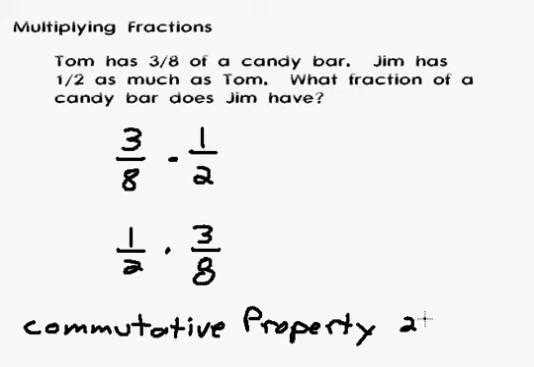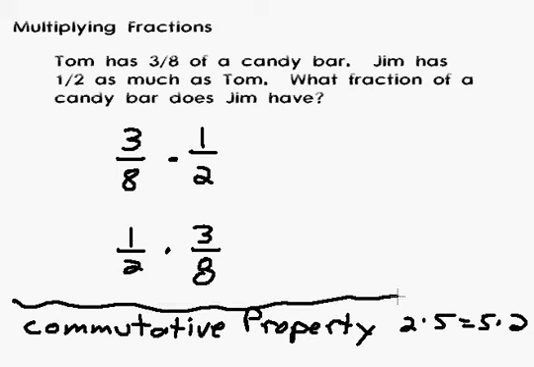2 times 5, that's the same as 5 times 2. 10 and 10. Doesn't matter. Alright, so 3/8 times 1/2, or 1/2 times 3/8. Is there anything I can cancel here? I got a 3 and a 1. Can I cancel this 2 and this 8? 2 goes into 8, 4. No, I cannot. Because they're both in the denominator. It's got to be 1 from the numerator, 1 from the denominator. So, nothing I can cancel.